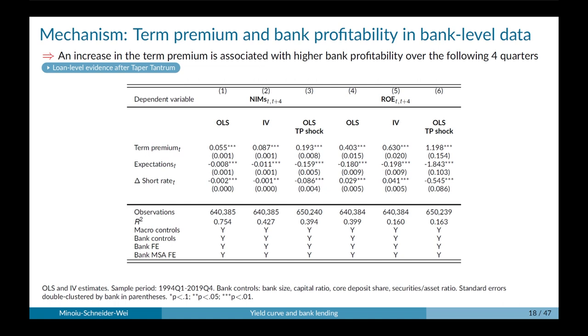And we have our three identification strategies: OLS, OLS with term premium shocks, and IV. We relate the term premium to net interest margins and return on equity, and we see a strong positive association. Again, this is suggestive that the channel by which banks increase lending, and in turn this has positive real effects, in the face of a positive term premium shock, works through increased bank profitability. Of course, it's expected profitability, so we're looking at four quarter ahead outcomes.